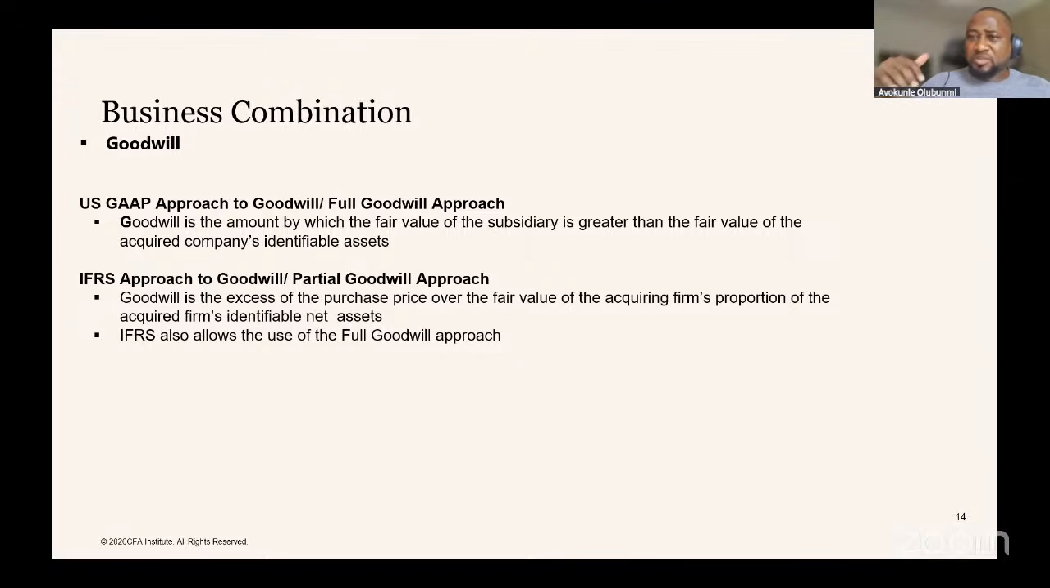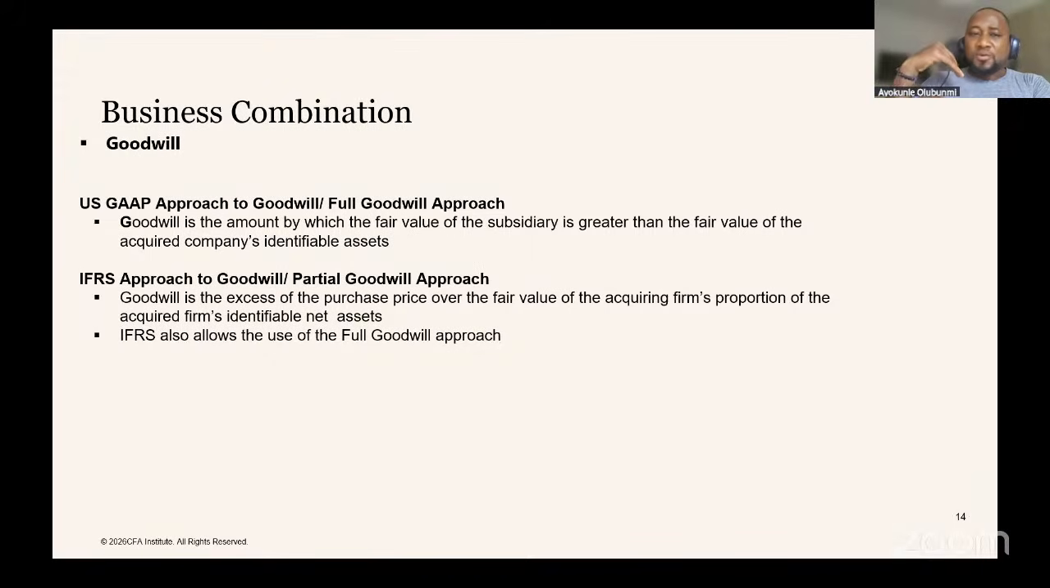You can use the share price multiplied by the number of shares to get the fair value of the company. If it's not listed, of course, you've done a lot of things in equities for you to get the value of that particular company. Then the excess of the fair value of the company above the fair value of the net assets is the what? The goodwill under the full goodwill method.